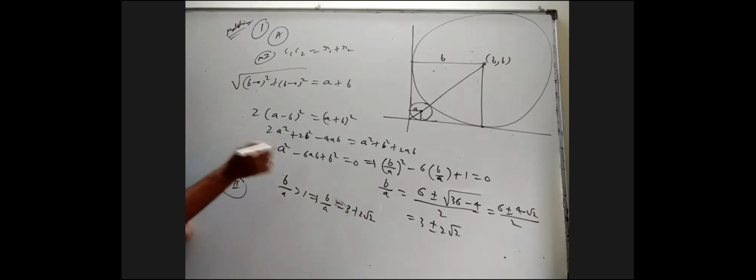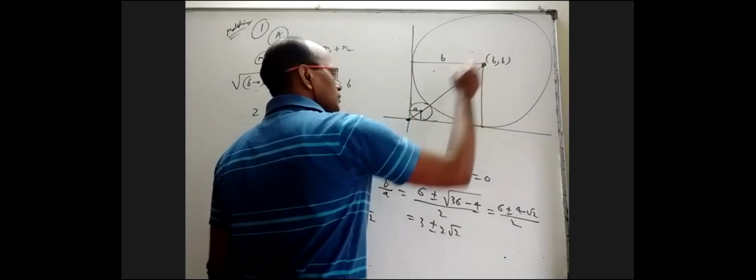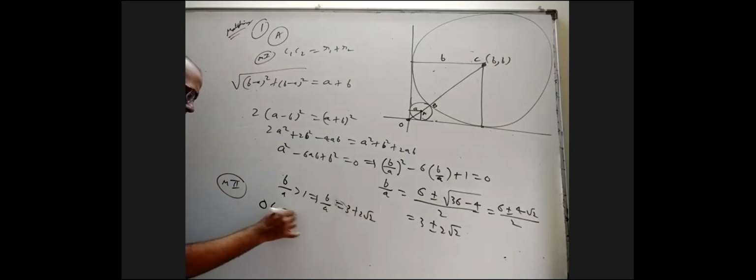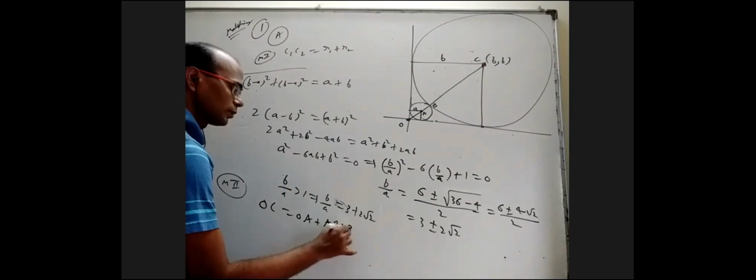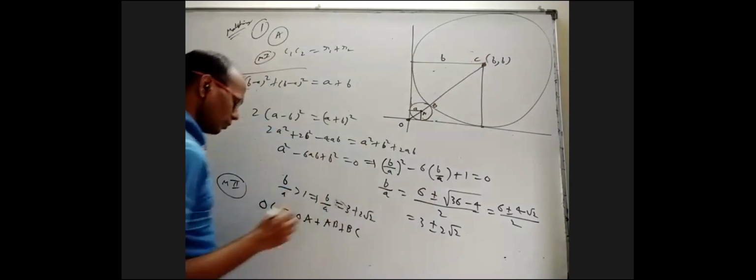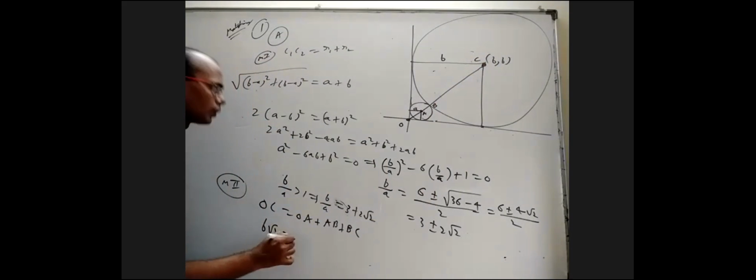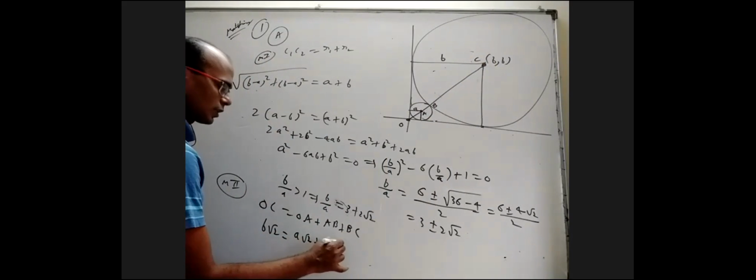Another way, just from the figure, it can be done. I want to find this length, so let me give some names: O here, A here, B here, C here. OC length is OA length plus AB length plus BC length. What is OC length? This is B, this is B, so this total should be B root 2. OA length is A root 2. AB is the radius, which is A, BC is another radius, which is B.